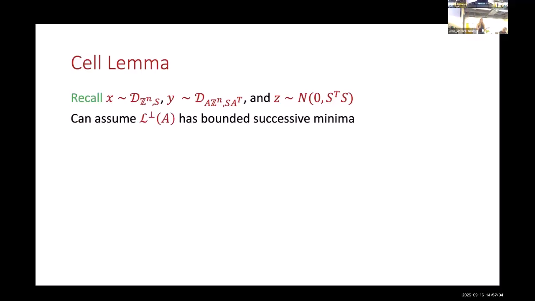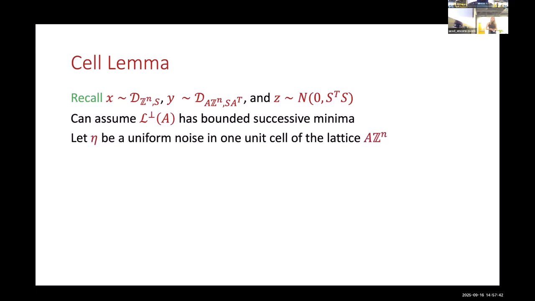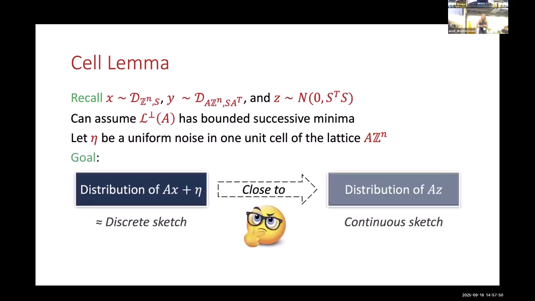By all of our preprocessing, we can assume that the orthogonal lattice to the row space of A has bounded successive minima. This is what we ensured through the preprocessing. Now let this small eta be a uniform noise in one unit cell of the lattice. What we want to show is that the distribution of AX plus eta, with the noise, is very close to the distribution of A times a continuous Gaussian.